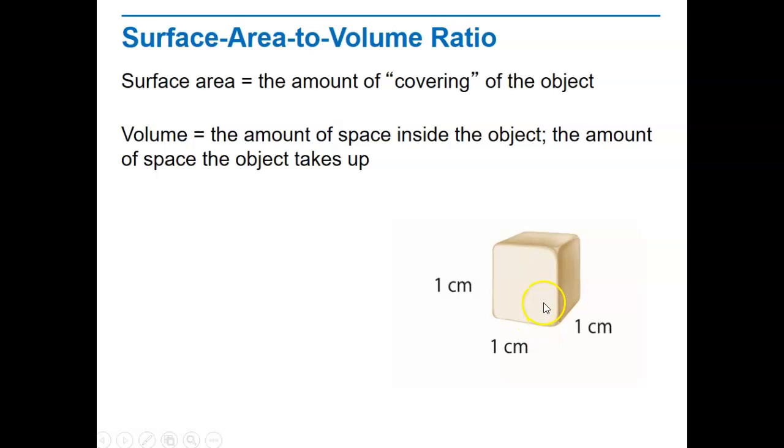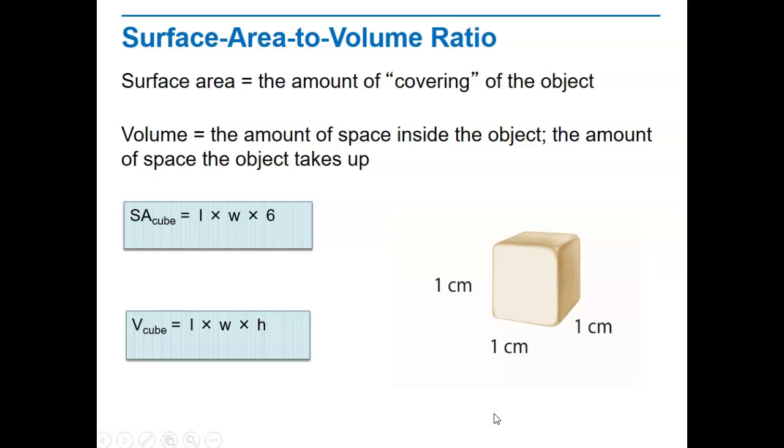If we were going to fill this cube up with water, how much water would we need? You've calculated these for different shapes in math class. And a lot of cells are kind of a cube shape or a circle shape or something similar. We're going to stick with a cube because it's really easy to calculate, even though we know cells come in lots of different shapes.